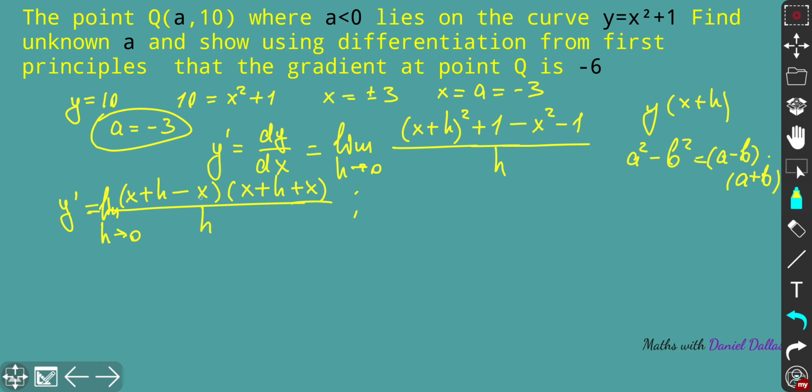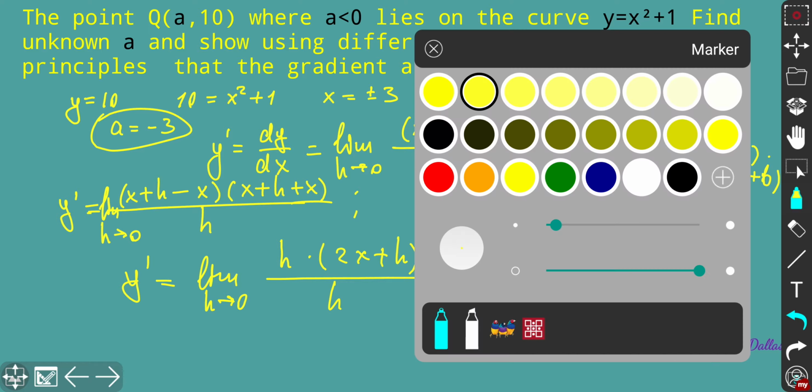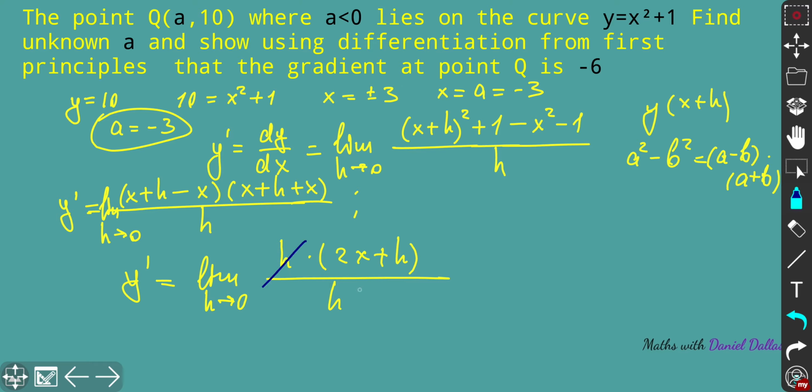Okay, so we still divide by h, and we are still taking the limit as h is very small. The x is cancelled here, so we're left with y dash equals the limit as h is tiny of h over h times (x plus x plus h), which gives you 2x plus h. Okay, so h can be freely cancelled because I remind you that h is very close to 0, but h is not 0. So you can freely cancel h on top and on the bottom. And now we're left with 2x plus h.